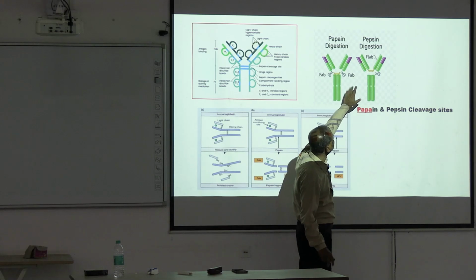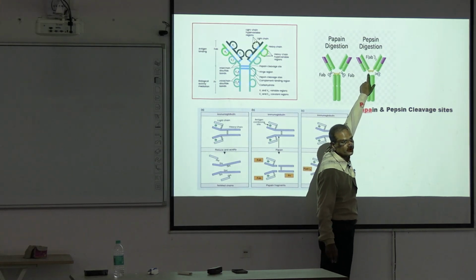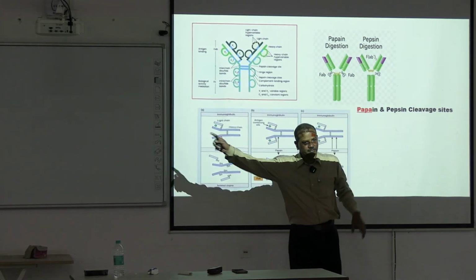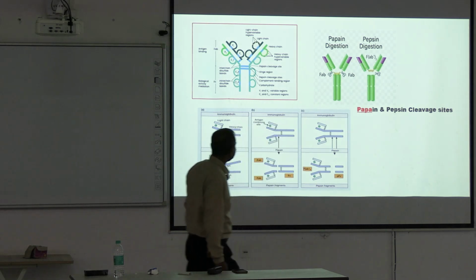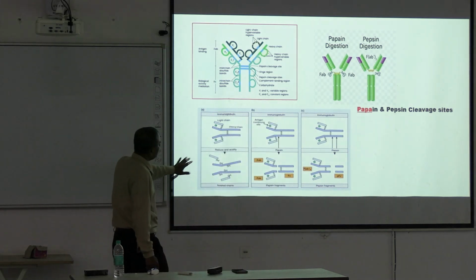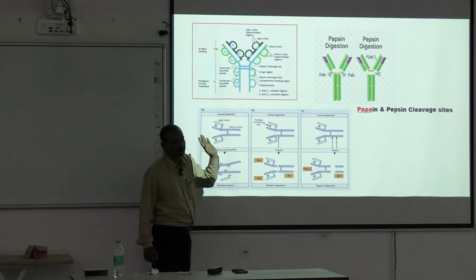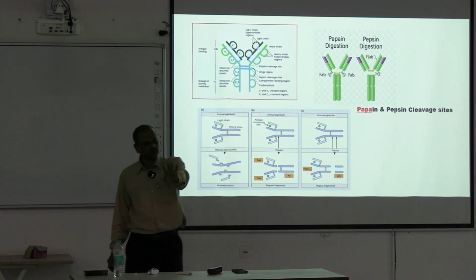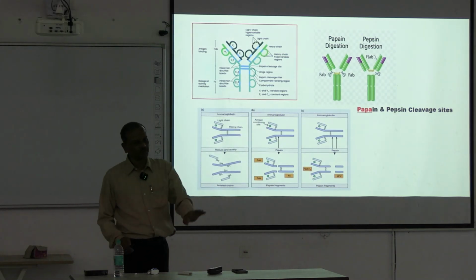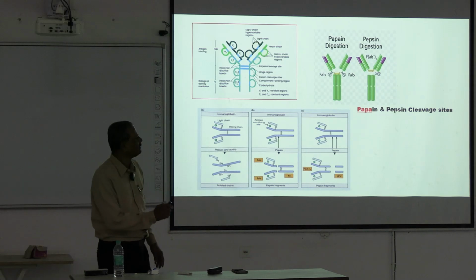So pepsin digestion will cause F(ab')2 fragments. You get my point, what I have explained? So in a simplified way, these are the two fragments that I have written. It is available in the book, you concentrate, read it, and you will remember.